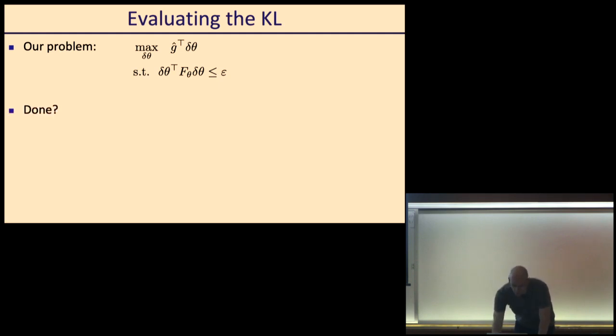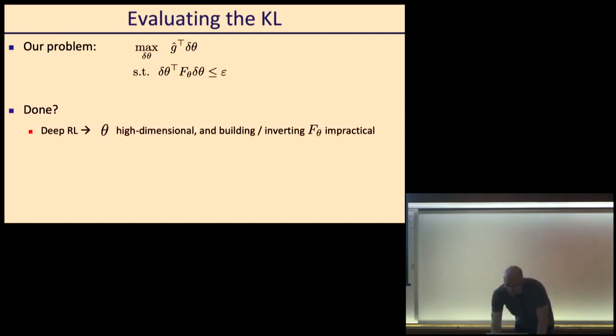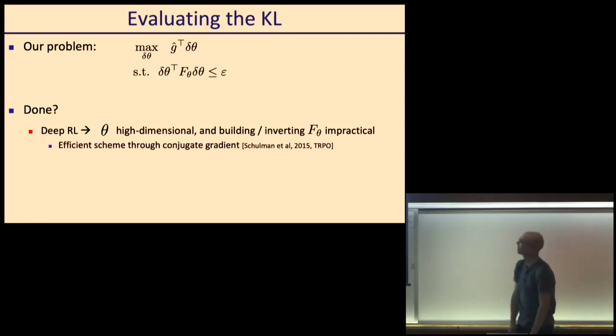Okay, are we done? Well, when theta is high dimensional, inverting this F theta is somewhat impractical, which you would have to do in the canonical way of solving this. The canonical way would say that your step direction should be F theta inverse times g hat, and then you just need to find the right step size, which epsilon determines. So we need an efficient scheme to find F theta inverse times g hat. Conjugate gradient can do this for us.